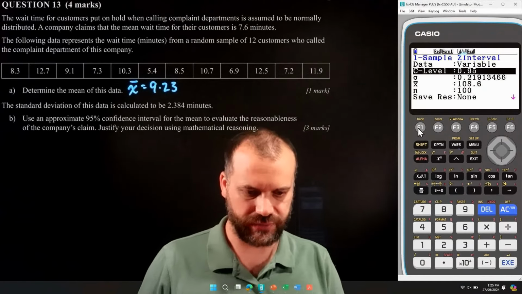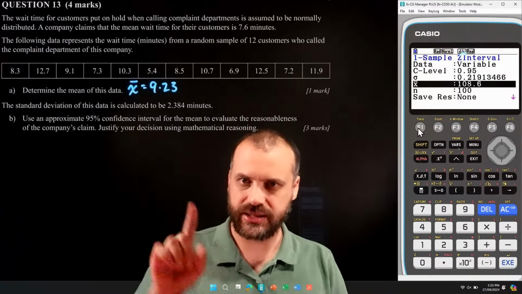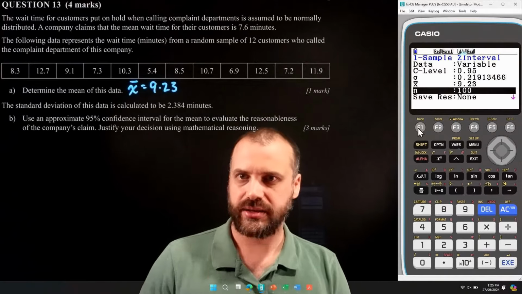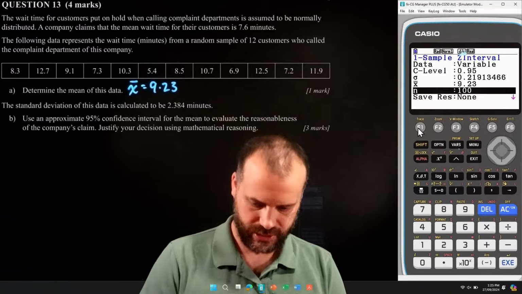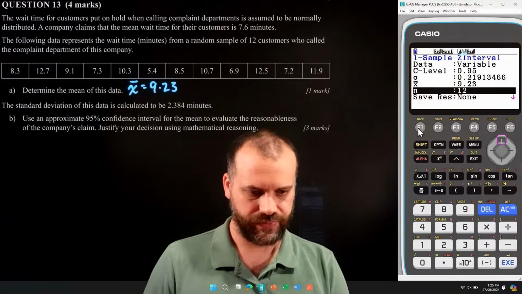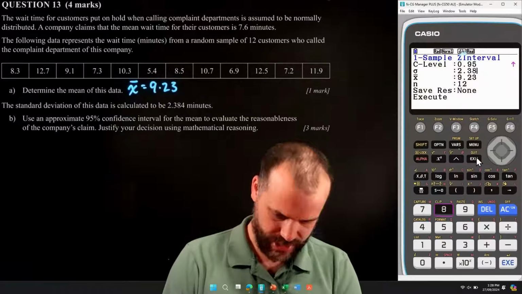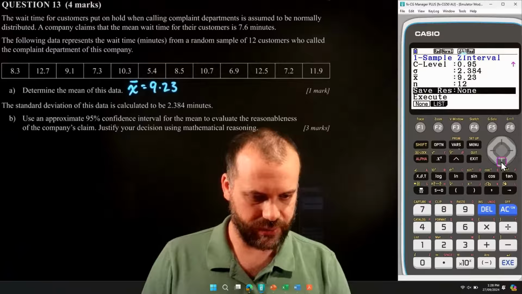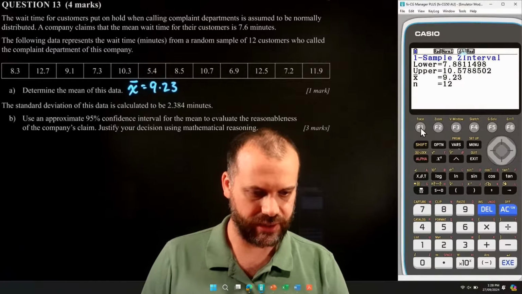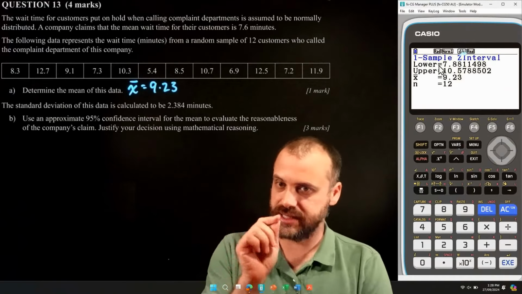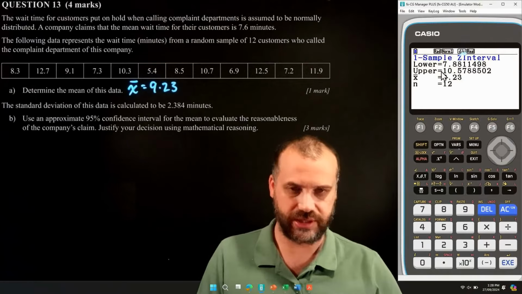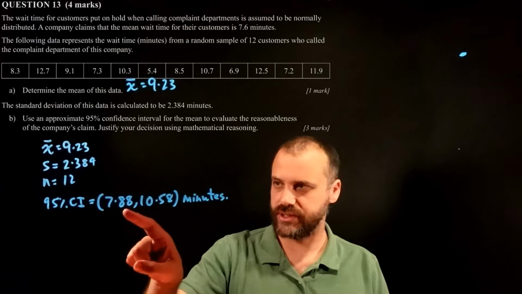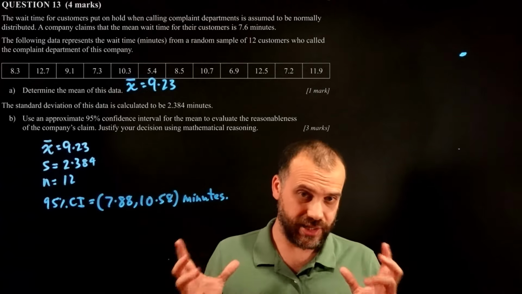95% confidence interval. And then the mean is simple because we calculated it, 9.23. N, let's look for a sample size. So we had 12 customers here. Calculator 2.384. Okay, and then we are done. We'll come down here and we'll calculate that. And there is our 95% confidence interval. So they're the values I put into my calculator, calculated a 95% confidence interval of 7.88 to 10.58.